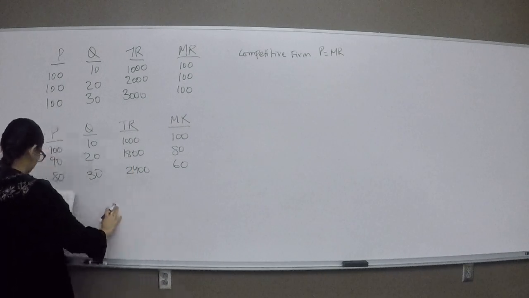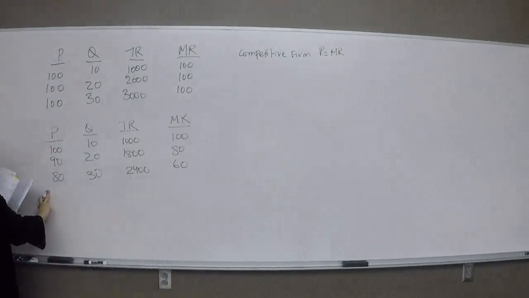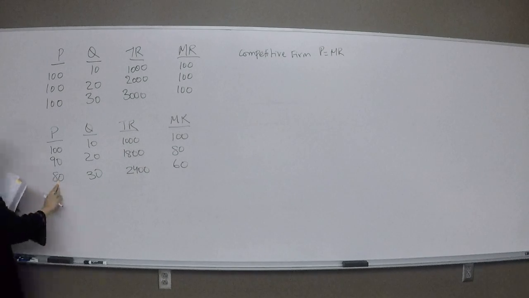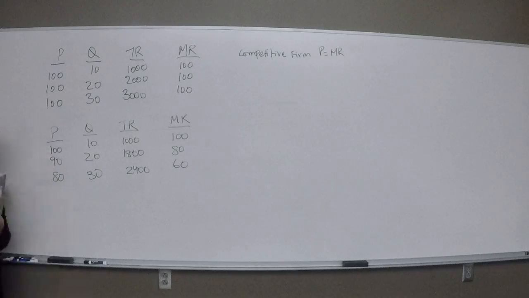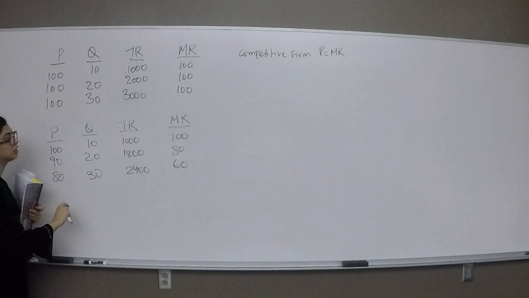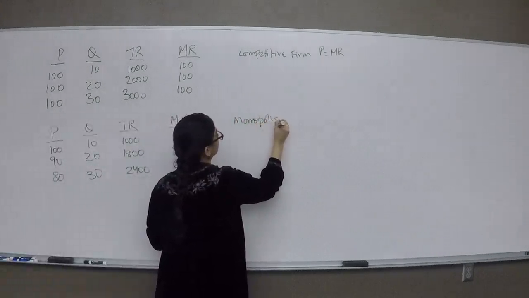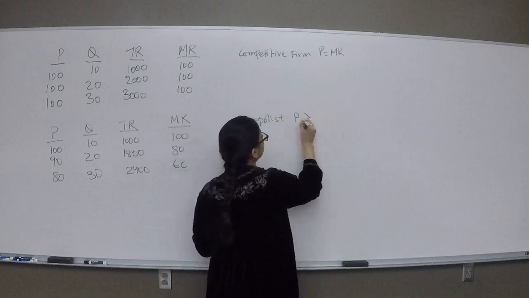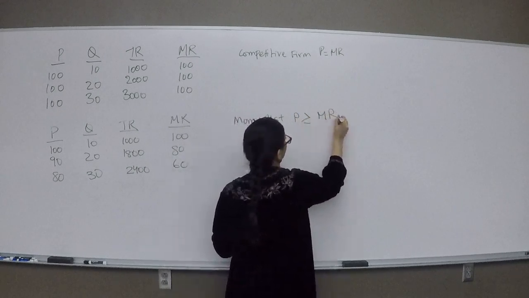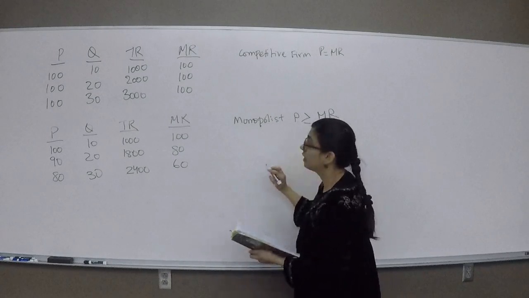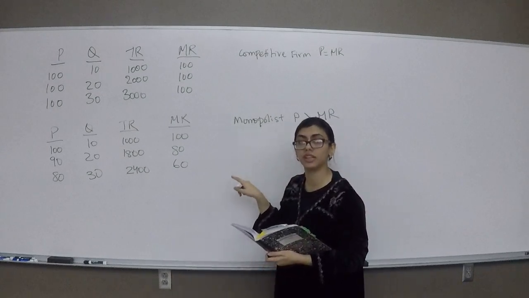So what about the second one? The price is greater than or equal to marginal revenue, but it's not less than marginal revenue. Notice that. So for monopolist, price is greater than or equal to marginal revenue, not less than marginal revenue. But they will still produce where MC is equal to MR.